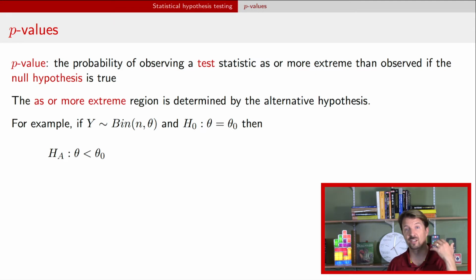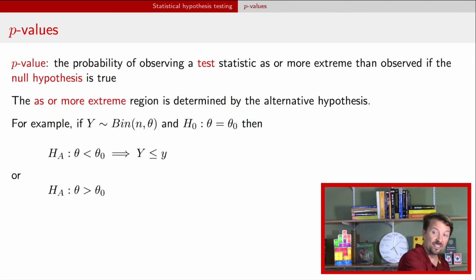So in this case, we're going to use our observed data as the test statistic. And our as or more extreme region is just going to be those values that are smaller than what we have, or equal to what we observed. Because if theta were smaller, that's what we would expect to see in that alternative hypothesis. We can go the other direction and say, well, what if our theta was actually bigger than the proposed value? Well, then we're going to look at values of this random binomial that are larger than what we observed. So that's going to be y greater than or equal to little y.